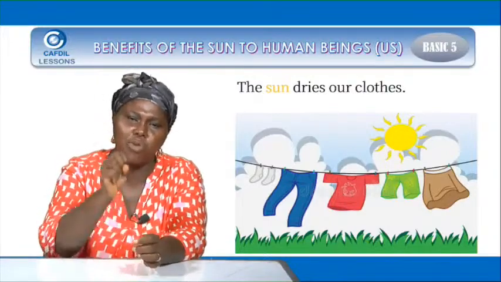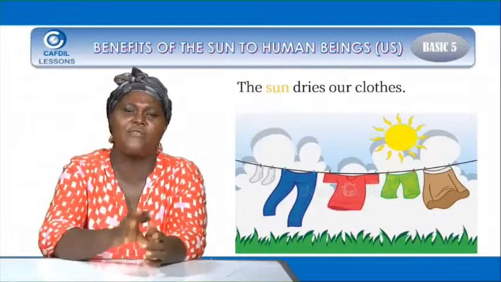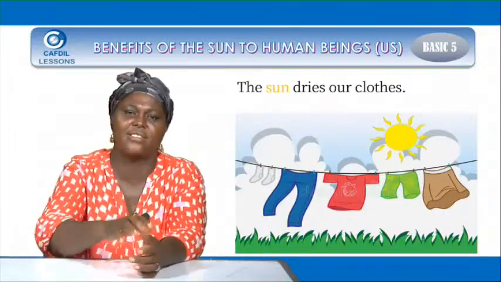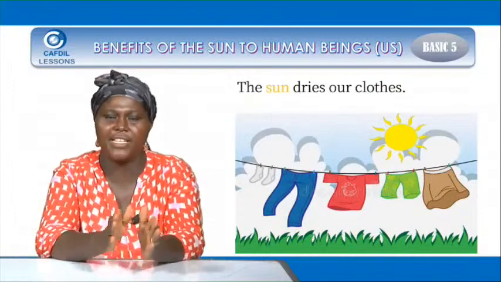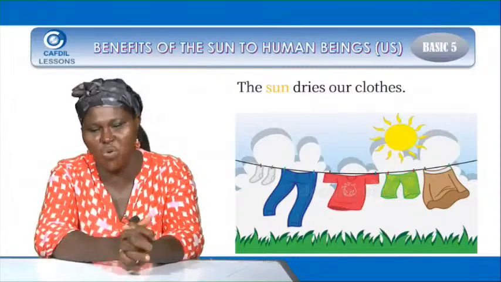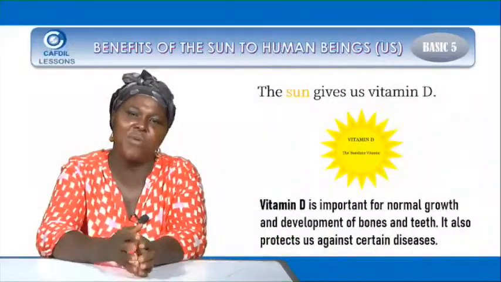Now we use a process called evaporation. The water in the clothes evaporates in the sky and the clothes get dry. So the sun dries our clothes. Let's look at another one.